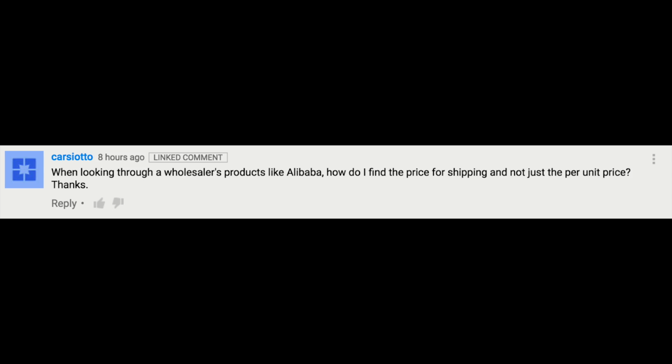But please, by all means, if you want to test it out, try it out. I would find more information on it first and then go ahead with it. But that's super URL. When looking through a wholesaler's products like Alibaba, how do I find the price for shipping and not just per unit price?